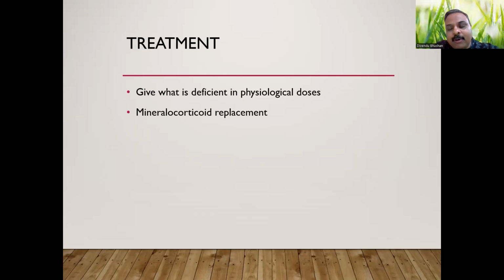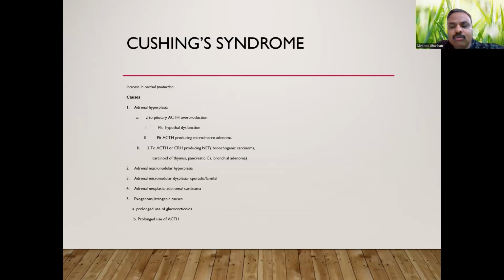Other treatment like mineralocorticoid: if the person is not responding to the glucocorticoid, we can add the mineralocorticoid in the form of fludrocortisone, 100 microgram per day. And if there is a concern of androgen deficiency, we can add that also. But those things are typically not in the care of emergency, so I am skipping that. So let's move to Cushing syndrome.